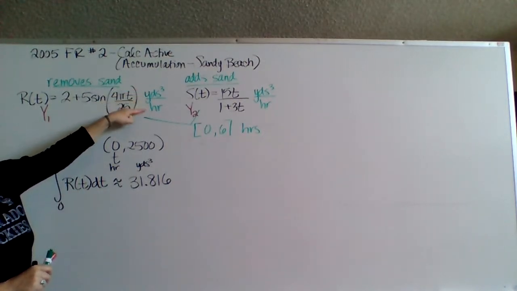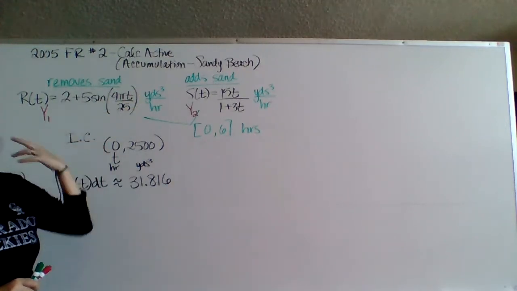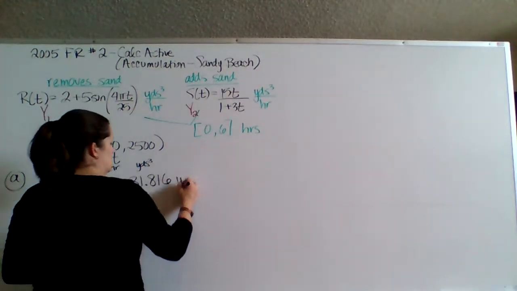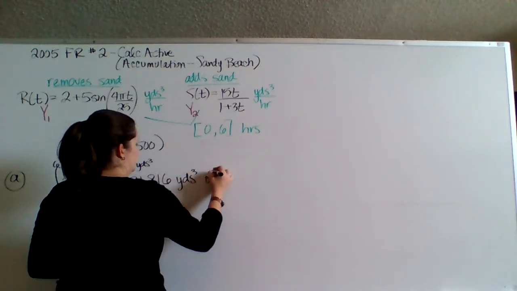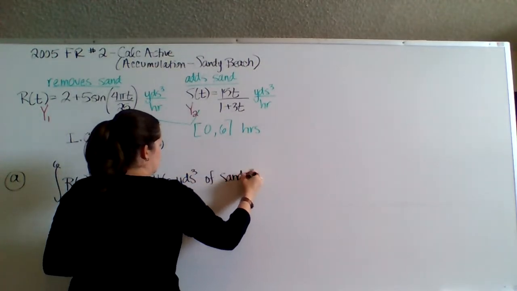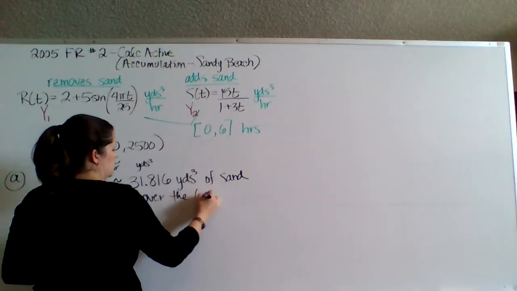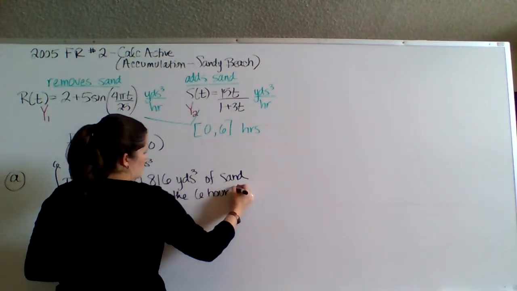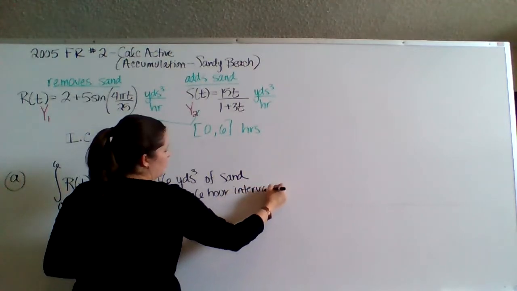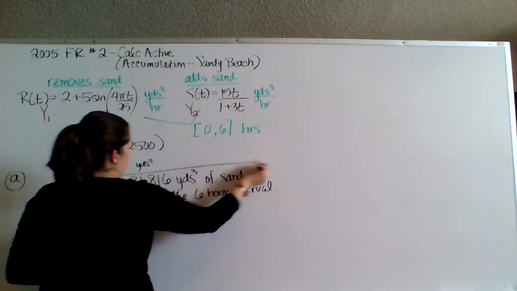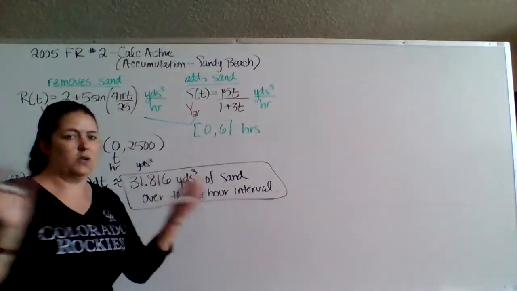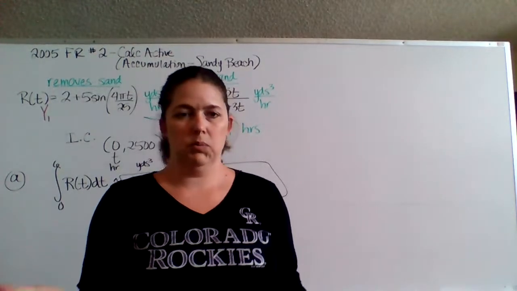And then because they particularly asked us, if we are doing the definite integral of our rate of removing sand in yards per hour, wouldn't we just get back yards of sand, cubic yards? And I'm going to even be more distinct. That would be the cubic yards of sand over the 6 hours, or 6-hour interval, or the first 6 hours, or from time t equals 0 to time t equals 6.